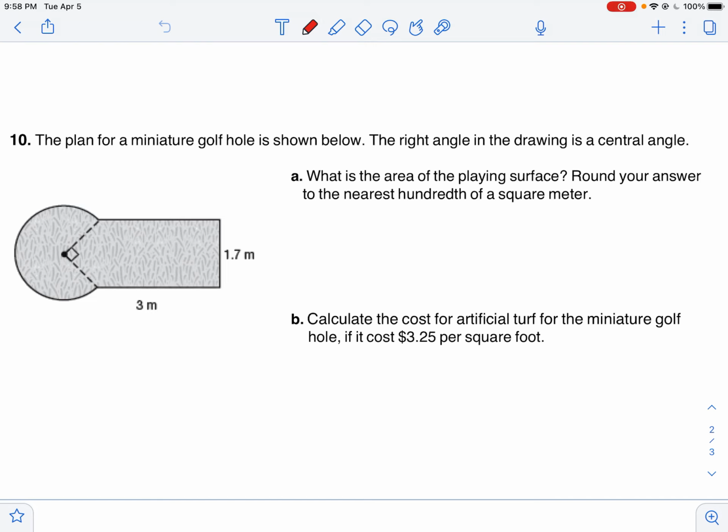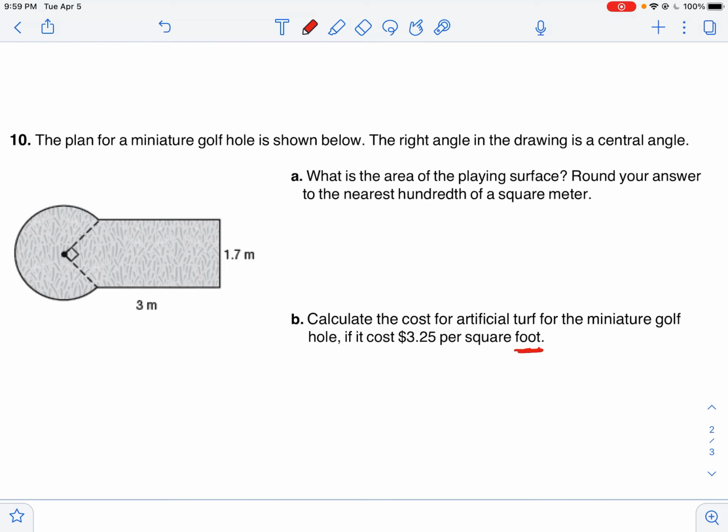So the plan for another miniature golf hole, just so many miniature golf holes in this particular section, 11.4. The plan for another miniature golf hole is shown below. The right angle in the drawing is a central angle of the circle. What's the area of the playing surface? Round your answer to the nearest hundredth of a square meter. Calculate the cost for artificial turf if it's $3.25 per square foot. So a couple things we need to consider here. Square feet. This is in meters.